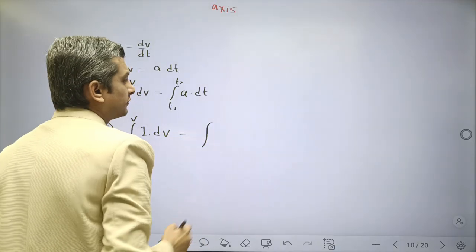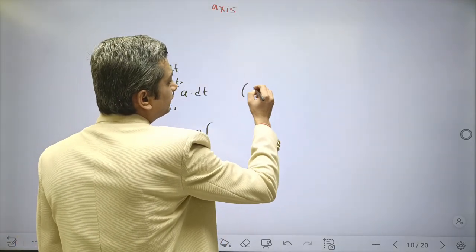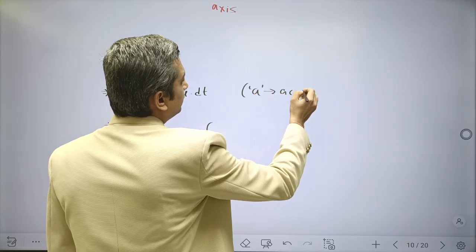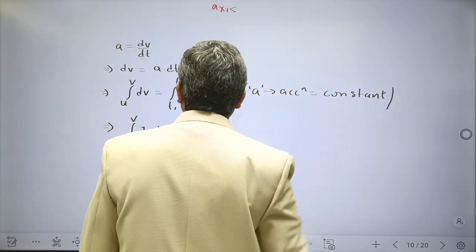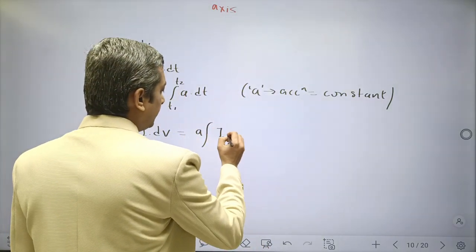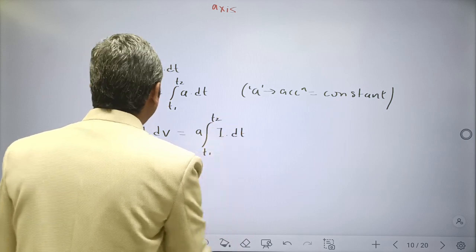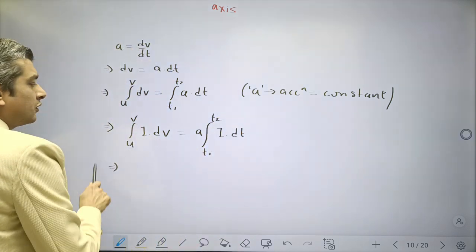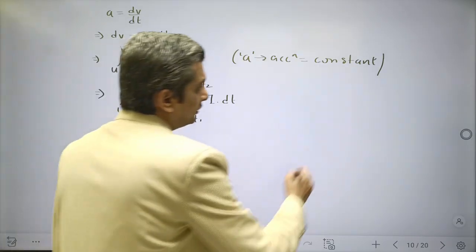This can be written as, take a as constant, and consider I am saying this a is acceleration and I am taking here as constant. So if I take it as constant, then this a must come outside the integration, and inside you get left with dt from t1 to t2. So integration of 1 is with respect to v is v, isn't it?